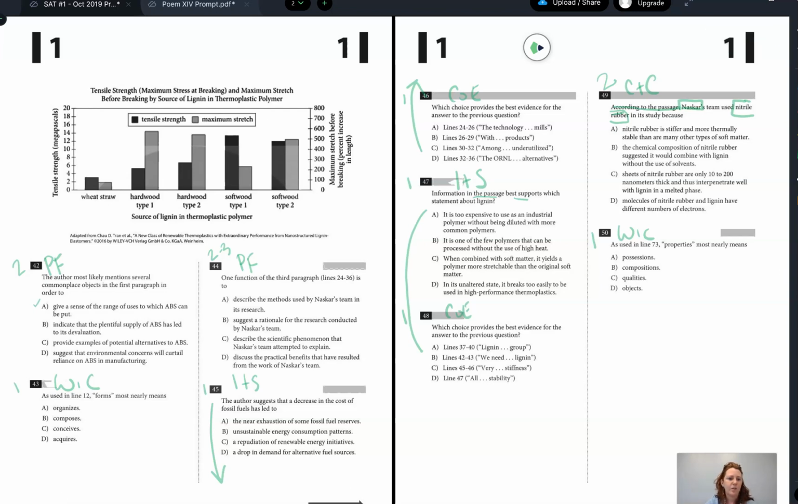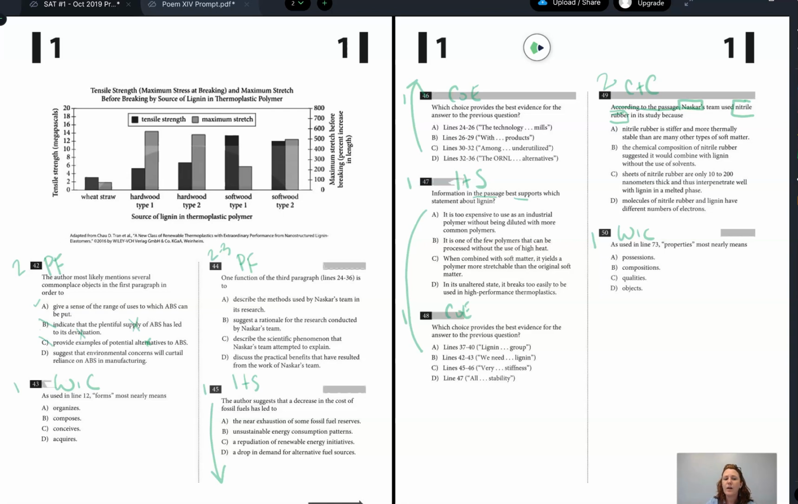Indicate that the plentiful supply of ABS had led to its devaluation. We don't learn about supply, and the only time we learn about devaluation is in that third paragraph and not really in that way. So I'm going to say B is incorrect. Provide examples of potential alternatives to ABS. Well, it's not potential alternatives, it's current uses of. So C is incorrect.